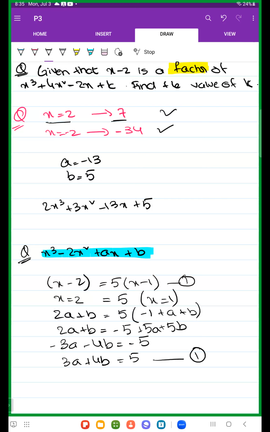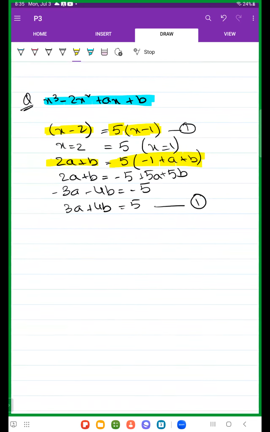Read it again. So they're saying the remainder when this expression is divided by x minus 2 is 5 times the remainder when the same expression is divided by x minus 1. So we divided it by x minus 1 over here. You understand? Yes. Now let's move forward.